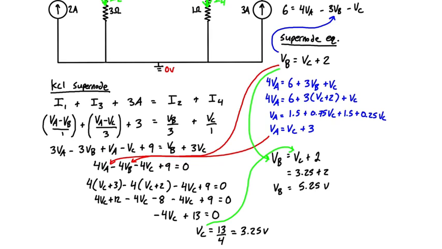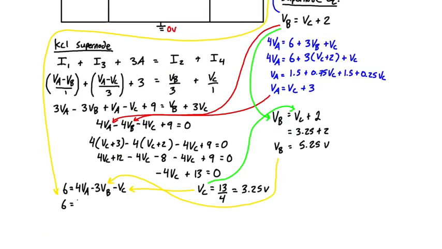And now that we have VB and VC, we plug them back into the expression for KCL at node A. Let's write that down here. So we have 6 is equal to 4 VA minus 3 times VB, which is times 5.25 volts, minus VC, which is 3.25. So we're going to get 6 is equal to 4 VA minus 19. And then we can rearrange that. That's 25 over 4 is equal to VA, or otherwise VA is equal to 6.25 volts.